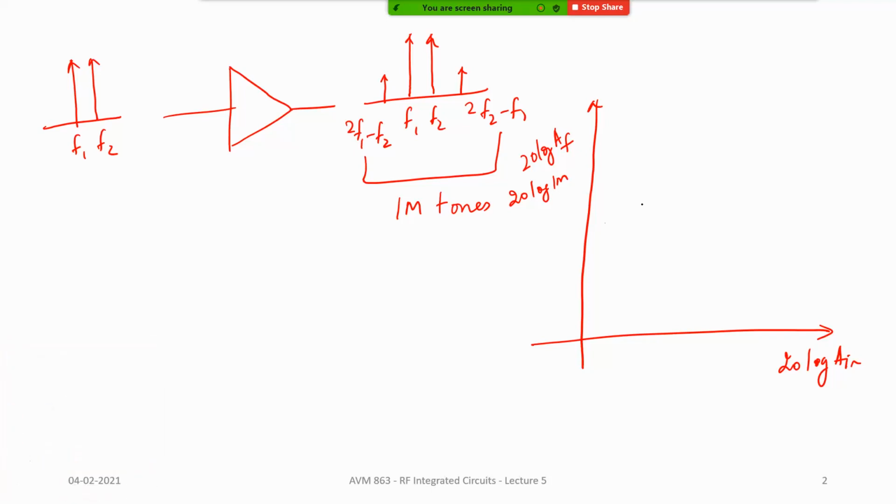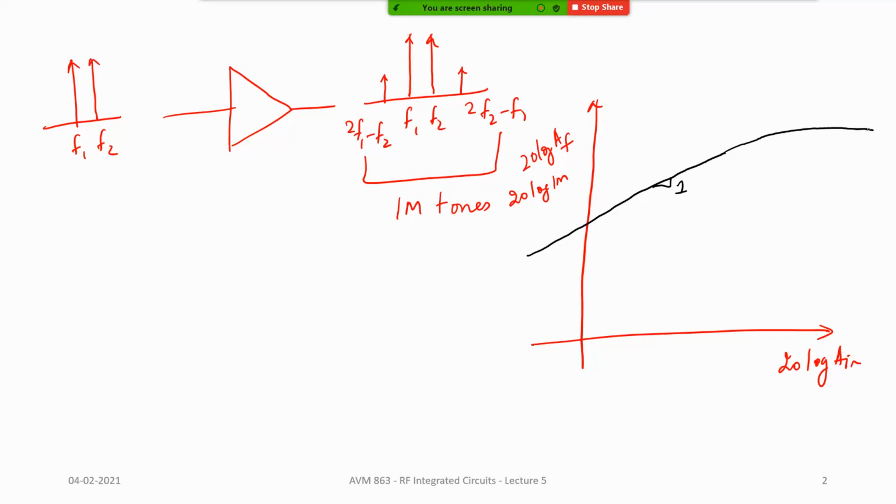We saw that the fundamental component is going to go like this with a slope of 1, right? And at 0 dBm power, the y-axis intercept is basically going to be your gain, and the slope is going to be 1. Of course, after a point of time, it starts deviating and then saturating.